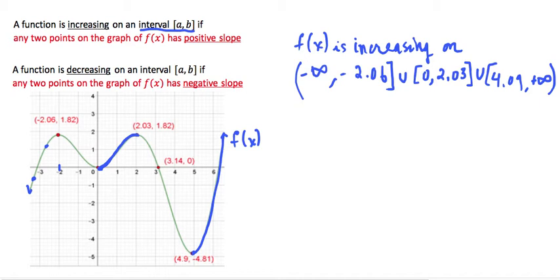And when I'm putting down these intervals of increasing and decreasing, I'm only talking about x values. When we say the interval AB, we're talking about input. So what input will cause the function to have a positive slope? Any input between negative infinity down here all the way up to -2.06 will cause the function to have positive slope. Any input between positive 4.9 and positive infinity will cause the function to have positive slope. Any input between 0 and 2.03 will cause the function to have positive slope.